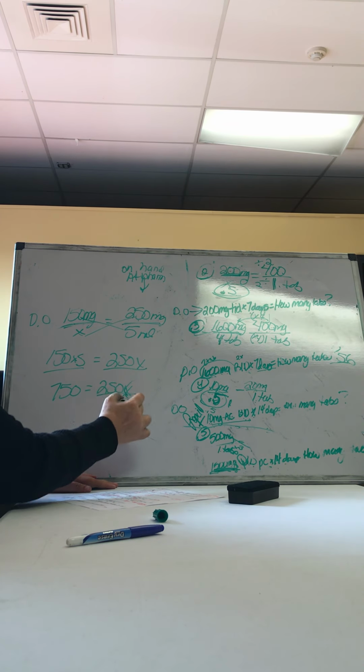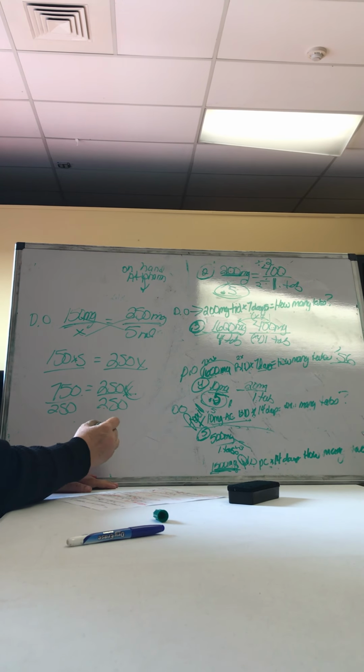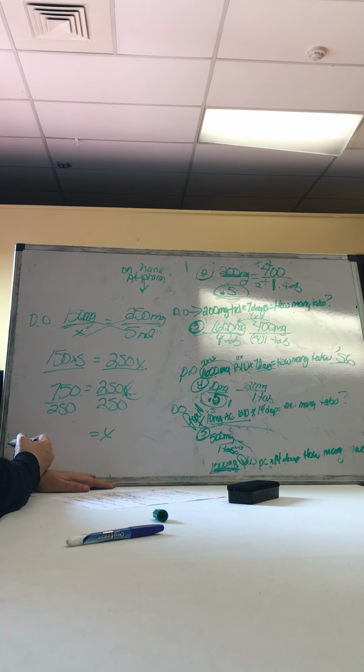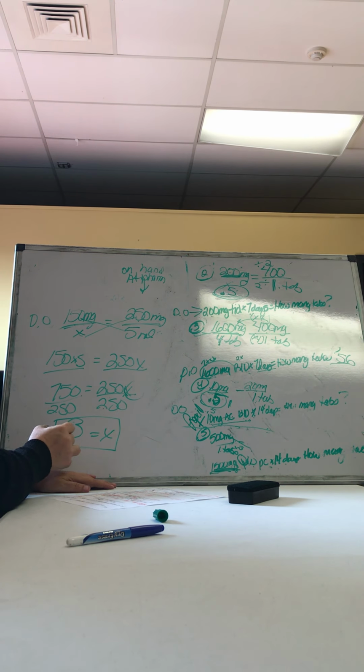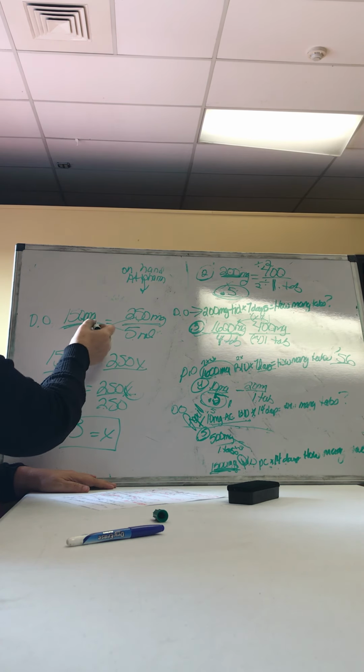Then we want the x by itself, so divide by 250 and divide by 250. So x equals 750 divided by 250. 3. And think about it in your head. Does that make sense to me? That's what I say in my head. If there's 250 in 5, would it make sense to have 150 in 3?